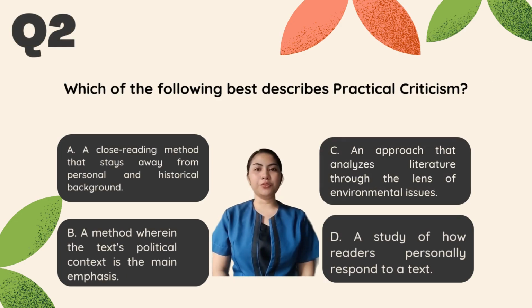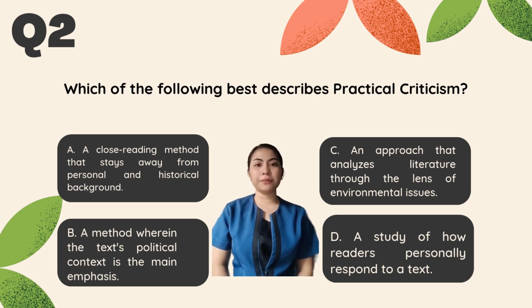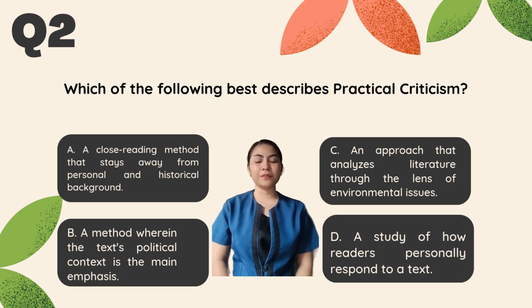For question number 2, which of the following best describes practical criticism? Letter A, a close reading method that stays away from personal and historical background. Letter B, a method wherein the text's political context is the main emphasis. Letter C, an approach that analyzes literature through the lens of environmental issues. Or letter D, a study of how readers personally respond to a text.